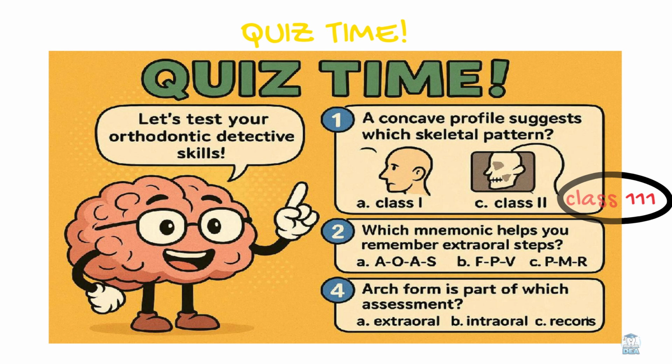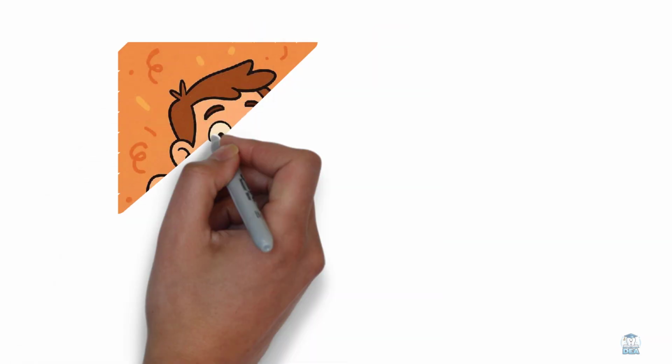Question 3. Which mnemonic is used for the extraoral assessment? AOAS, FPV, or PMR? Question 4. Arch form is part of which assessment? Extraoral, intraoral, or records?